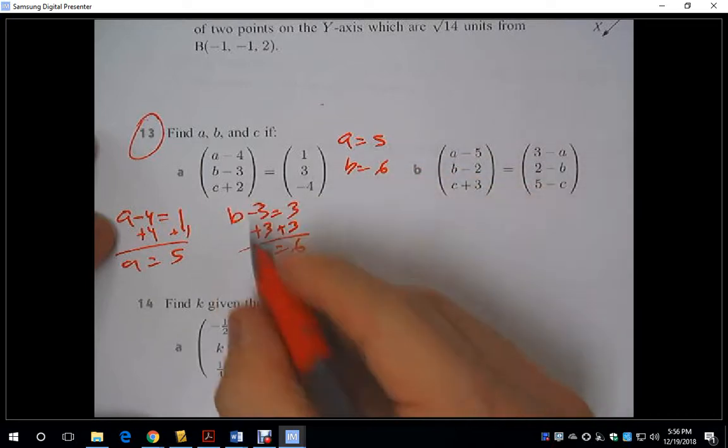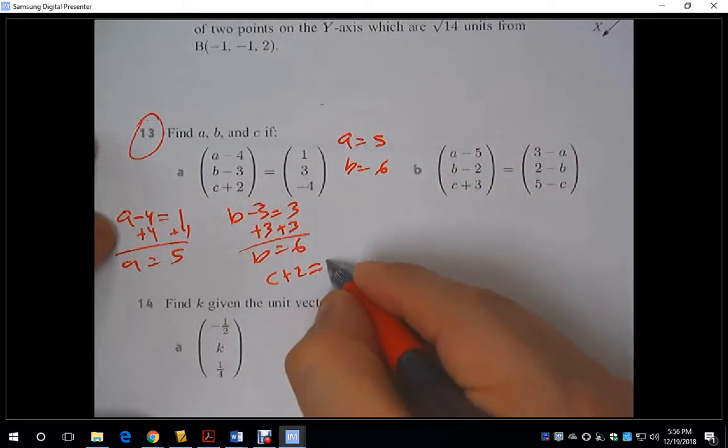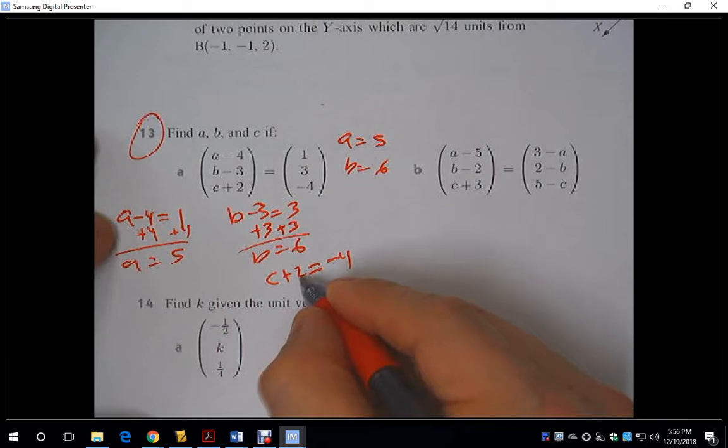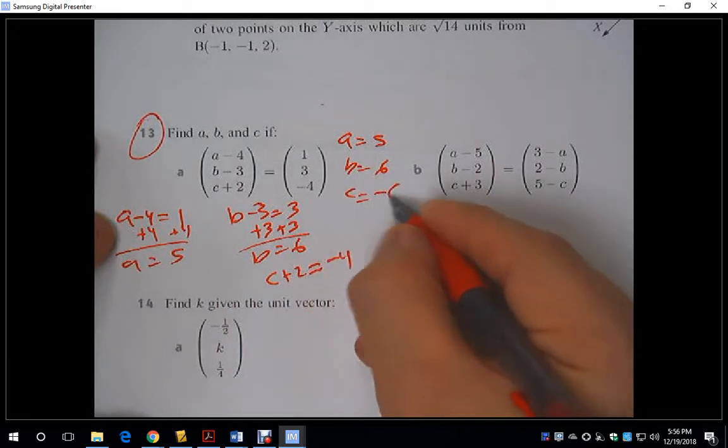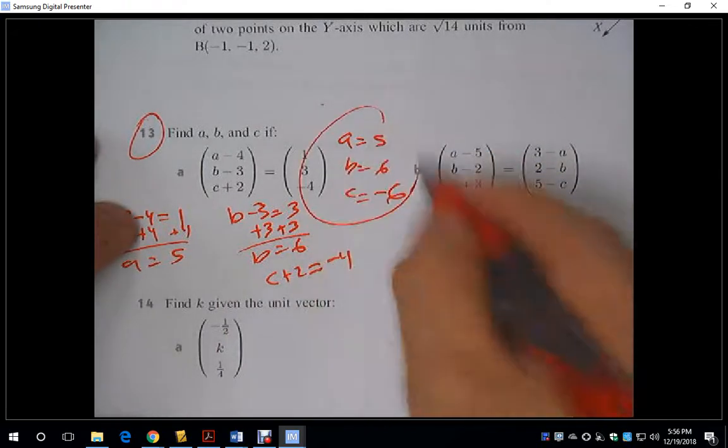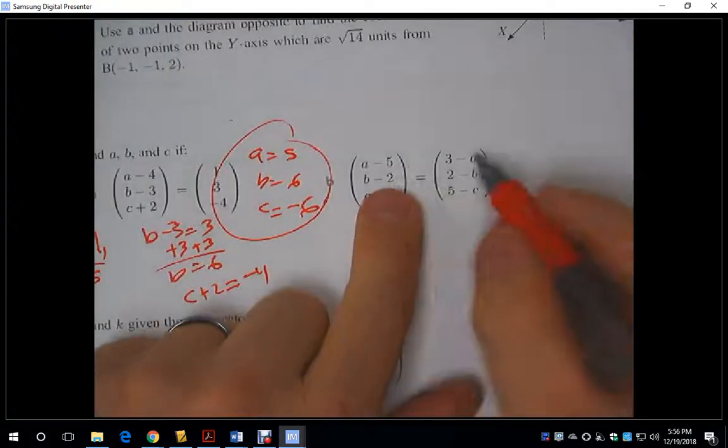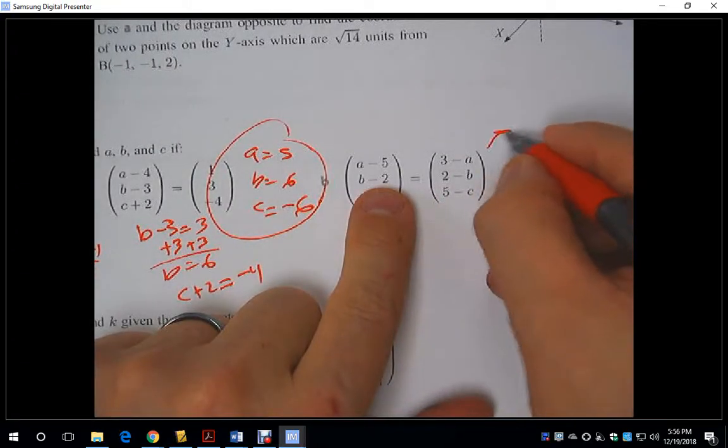B equals 6. And then c would be c plus 2 equals negative 4. I'm going to subtract 2 from both sides to get c equals negative 6. And then the last one, well, this isn't any different. We're just going to use algebra.